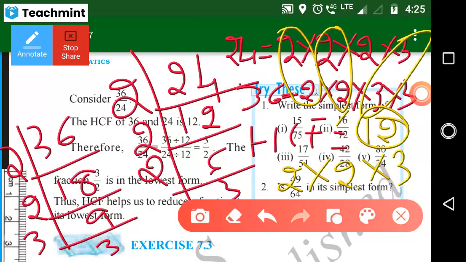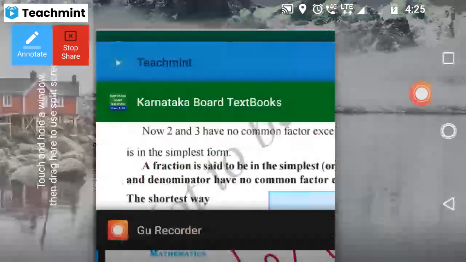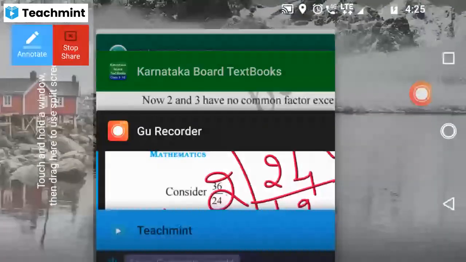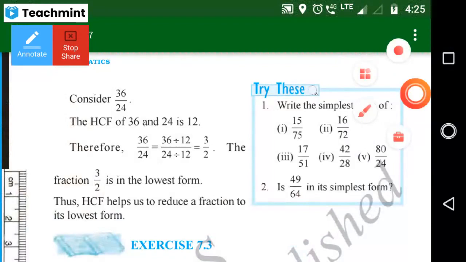Ma'am, should we write "consider 36 by 24"? Should we write that also? Yeah, that is the question. Don't write "consider". You just write down the question 36 divided by 24. Only 4. Right, ma'am.